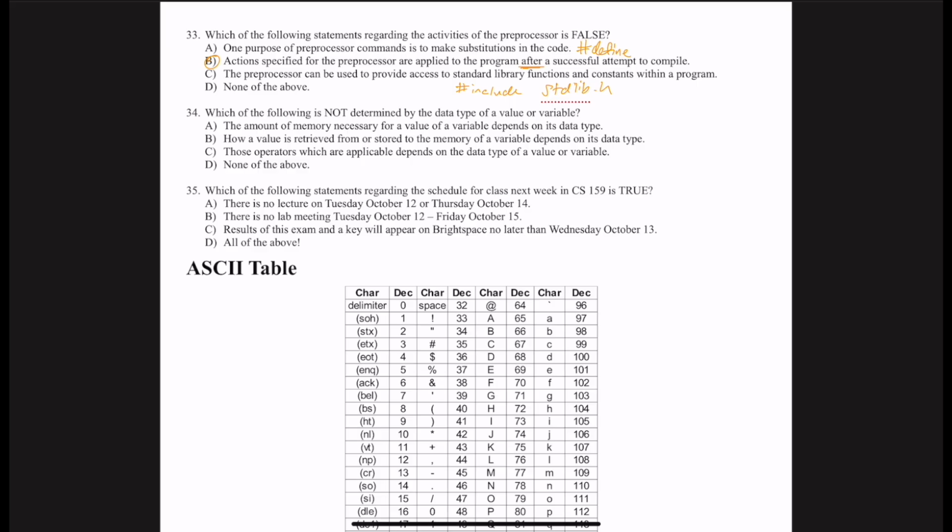B, how a value is retrieved from or stored to the memory of a variable. That one is also going to be true. So right, we have the amount of memory that is reserved for it. We have how the bits in memory are configured. Does the first bit represent a certain place in the number? Does it represent a decimal? How is it ordered? Right, that all depends on the data type. C, those operators which are applicable is also going to be true. Obviously, we can't do modulus with non-integer variables. So, right, if it's a float or not, or double or not, that will change what type of operators we can use. So C is true as well. Therefore, the answer is D, none of the above.